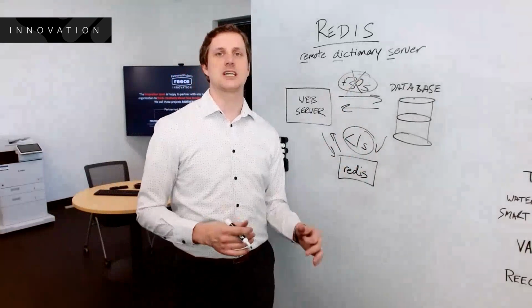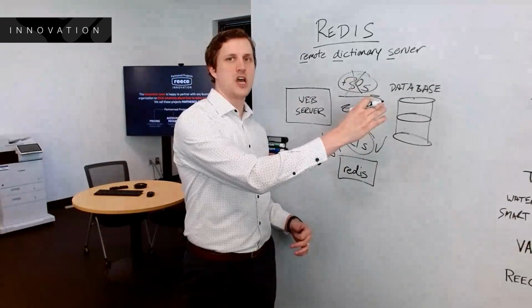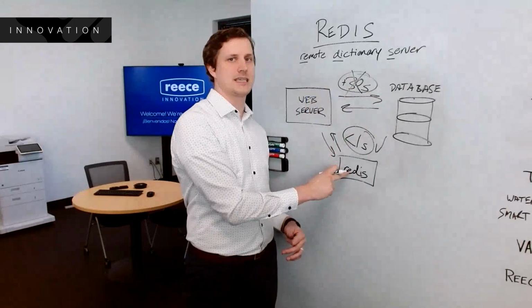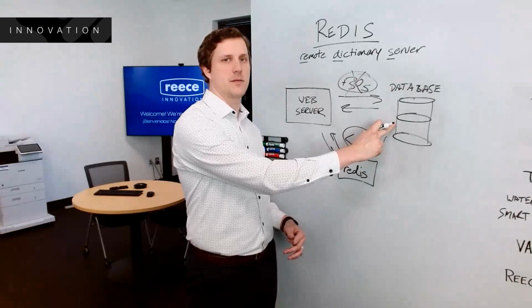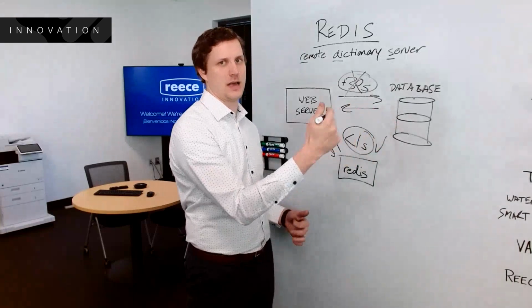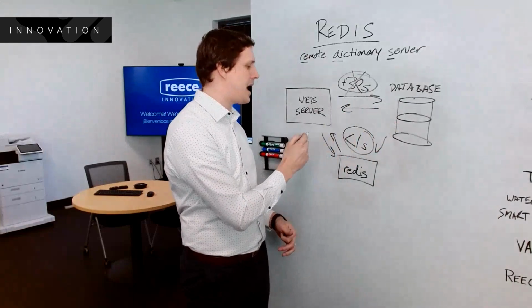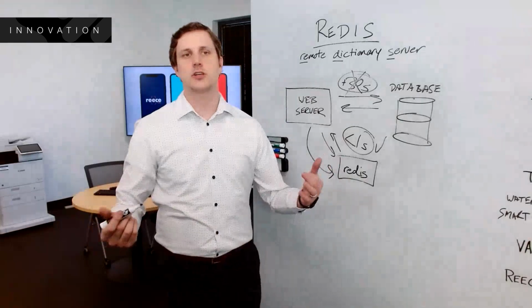So instead of the web application having to go all the way back to the database, the web server can check to see if Redis has the data it wants. If not, the server can access the data it needs from the database. And then, as an extra step, Redis can store that information, populate it into Redis for future use.